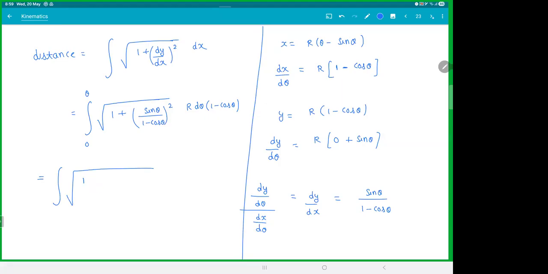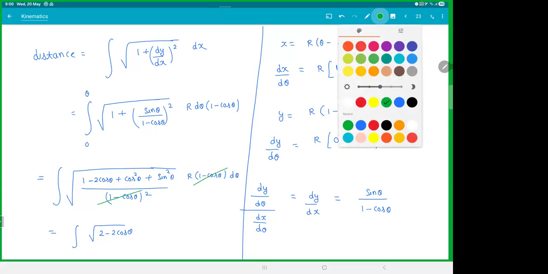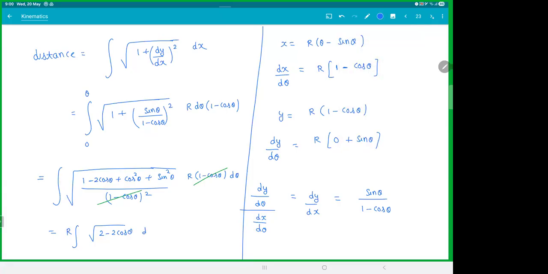Expand this: 1 plus 2 cos theta plus cos square theta plus sine square theta, by 1 minus cos theta whole square, is equal to r into 1 minus cos theta into d theta. Cos square theta plus sine square theta becomes 1. So that will be r root over 2 minus 2 cos theta. The denominator in this thing gets cancelled. This guy and this guy get cancelled. One r comes out and we are left with d theta.